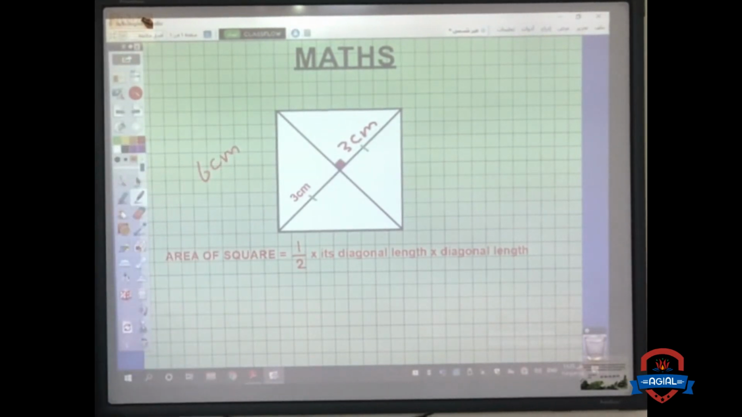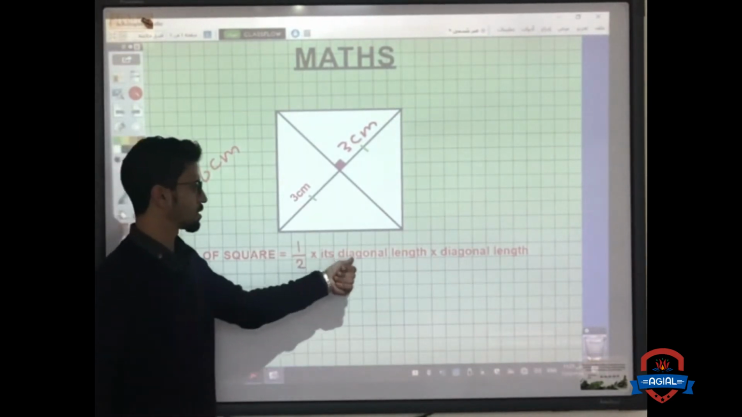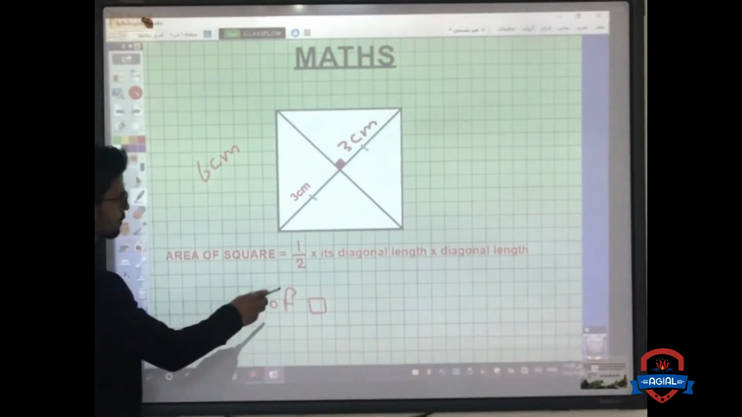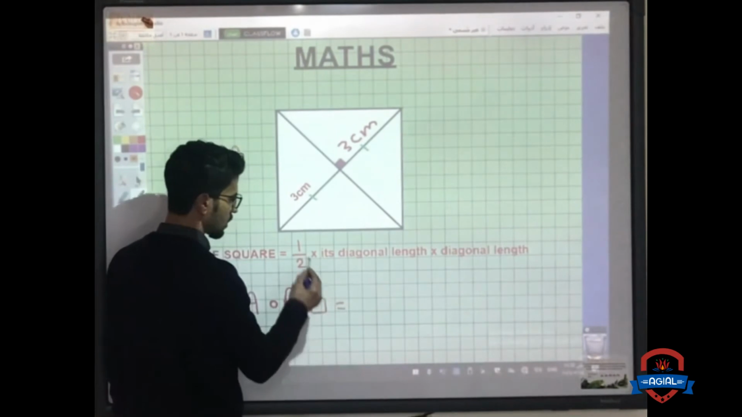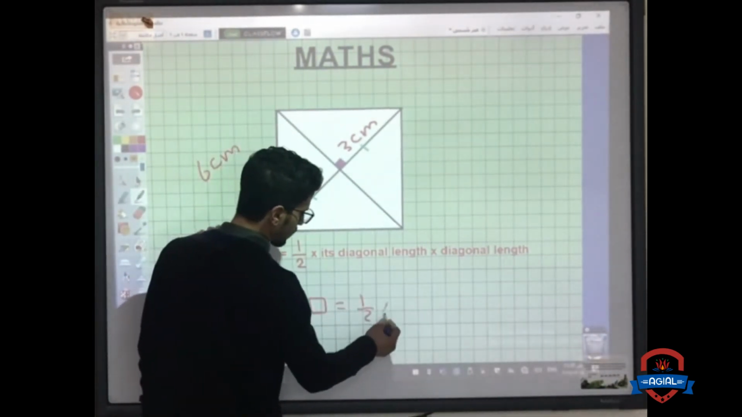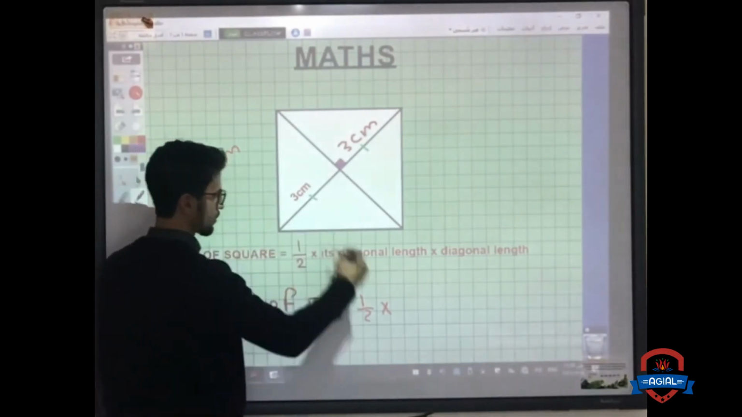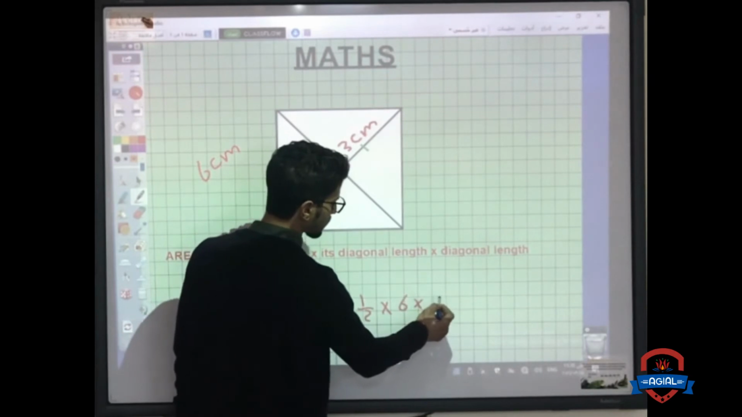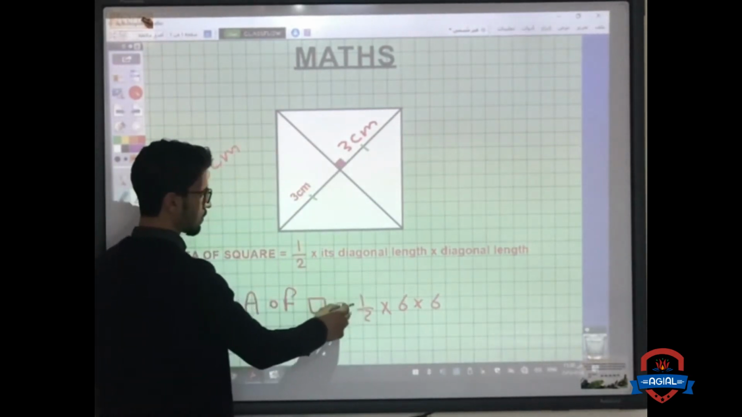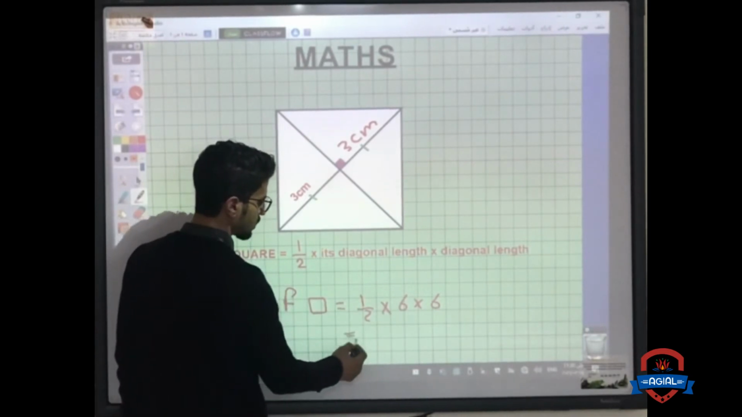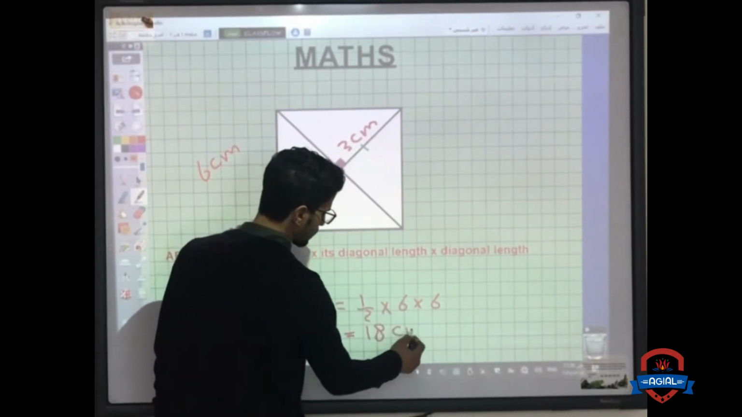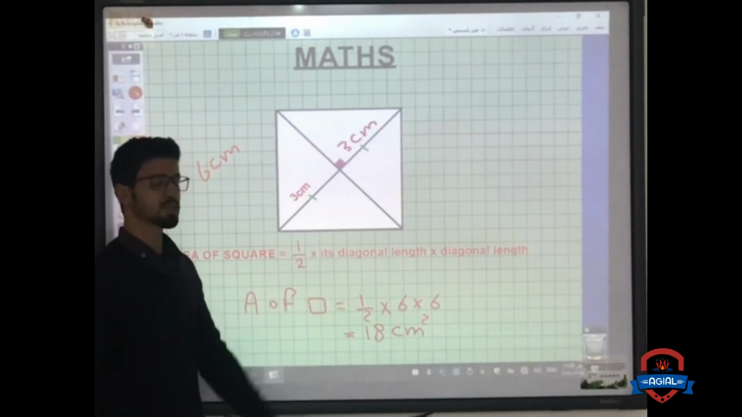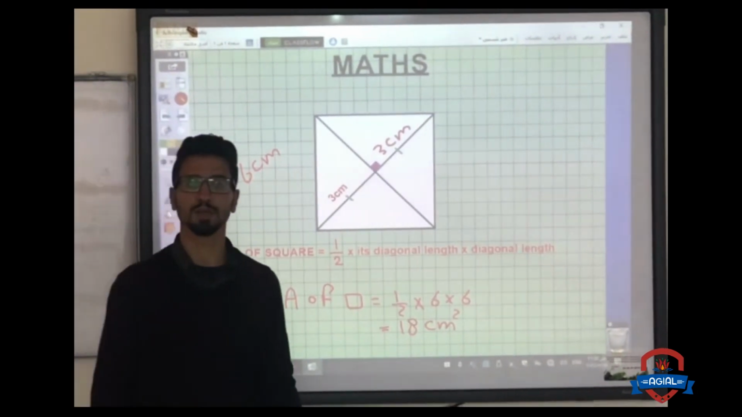And to find the area of this square, we have to say half times its diagonal length times diagonal length. So the area of this square equals half times its diagonal length, 6 centimeters, times diagonal length, so times 6 centimeters. So we have half times 6 times 6 equals 18 square centimeters. So the area of this square equals 18 square centimeters.